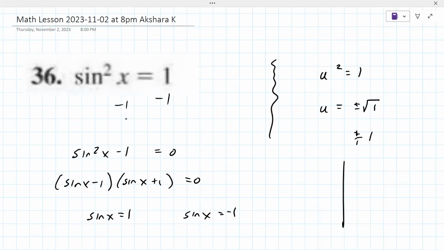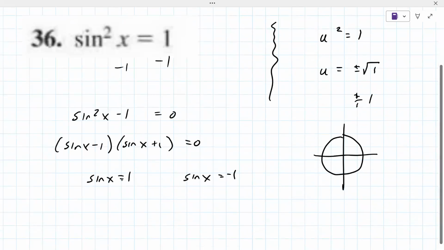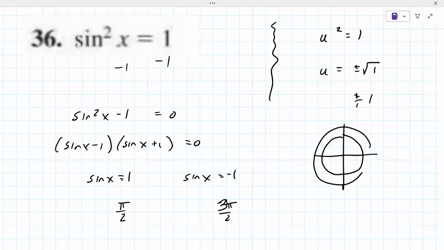And so this is where you really got to know your unit circle. Sine is the y value. So where is the y value 1? Well, that's at pi over 2. Where's the y value -1? That's at 3 pi over 2. So you are going standard, 0 to 2 pi counterclockwise, the standard direction. Any questions on that? No, that one makes sense.